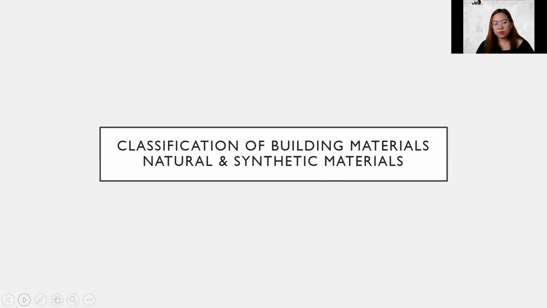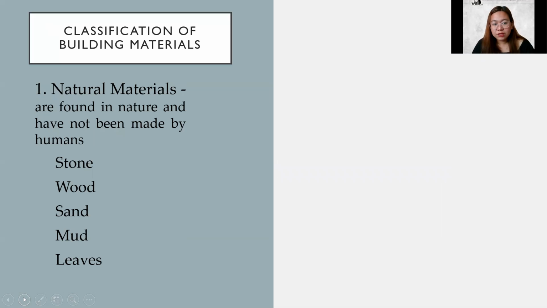So, we classify building materials into two. There are two classifications. The first one is the natural, and then the second one is what we call the synthetic materials. So, madali lang yan. Natural materials, ano bang pagkakaiba niya kay synthetic? From its term, natural. These are found in nature and have not been made by humans. So, hindi siya ginawa. Nakuha siya from our natural resources. We can have, ito mga example lang, stone, wood, sand, mud, and leaves.